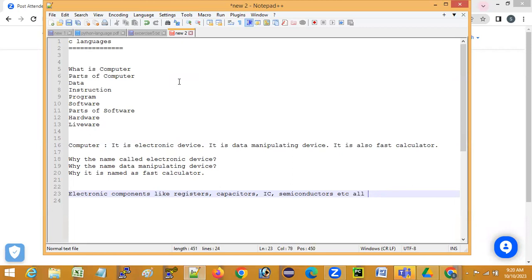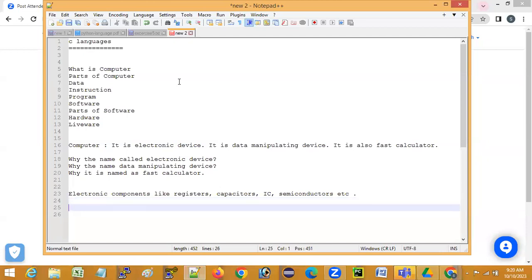Is it clear, guys? Is it clear why the device is called an electronic device? The device which contains electronic components like resistors, capacitors, ICs, semiconductors, chips, etc., all belong to electronics only. So that's why this device or this machine is named an electronic device. Is it clear, guys?